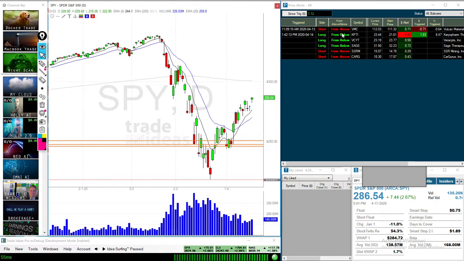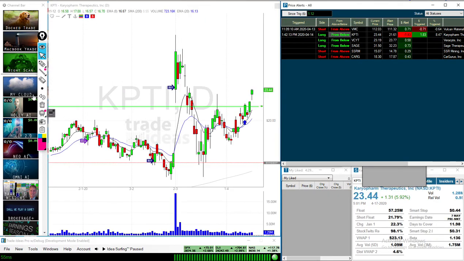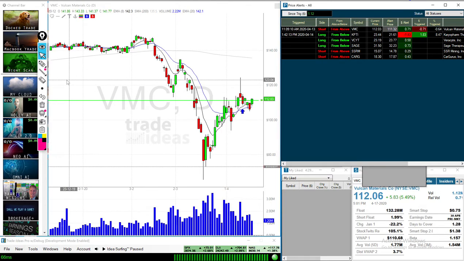So the two trades were one, KPTI. Essentially what we were looking at here is we had this strong push up, came back, filled the gap, and it looked like we were putting in a higher low here. So we were kind of hugging these moving averages, and it looked like we were going to pop up over it. We got triggered, and then it pulled back, and then Thursday and Friday, we had a good move on that. The other one we were looking at here was VMC for a short.